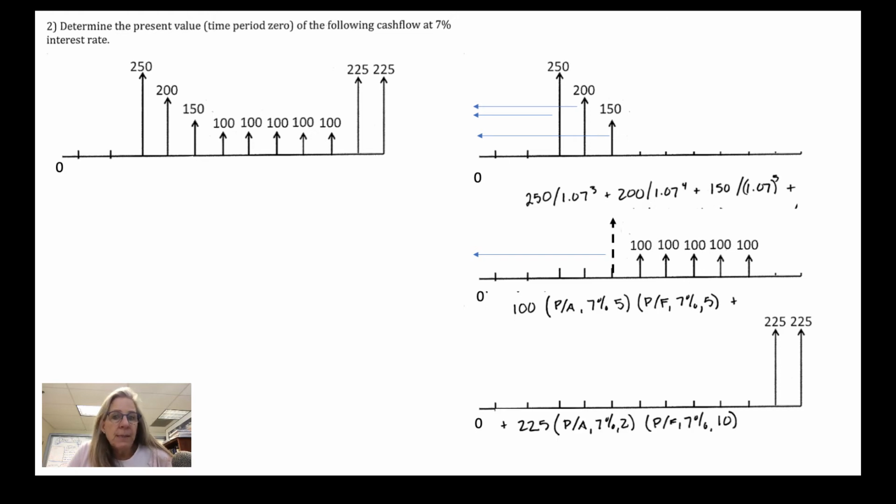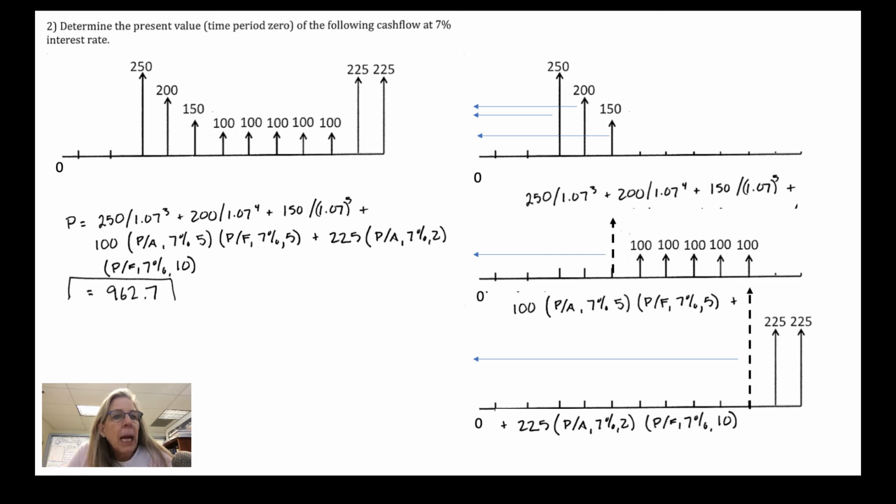The next one is the same kind of logic as the previous one. I have 225, and that's an A pattern. So I multiply it by P given A, 7% for 2 time periods, and then I get an equivalent present value right there, but I still need to bring it back to time period 0. So I'm going to treat that dotted line as a future value and multiply that whole concept by P given F, 7% for 10 time periods.